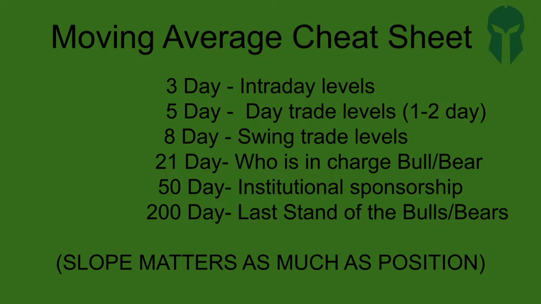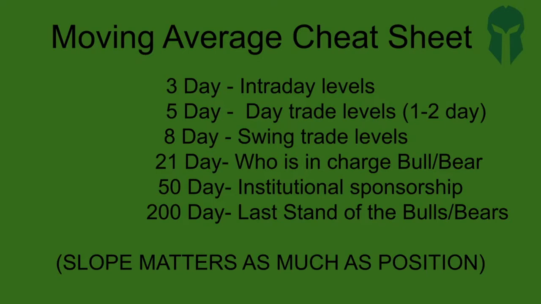Now, the 200-day moving average is your last stand for the bulls or the bears. When you get above that moving average or below that moving average, that tells you that's your last stand on position trades. That tells you if they've given up on the name or not given up on the name. All right, that's how you need to look at that.